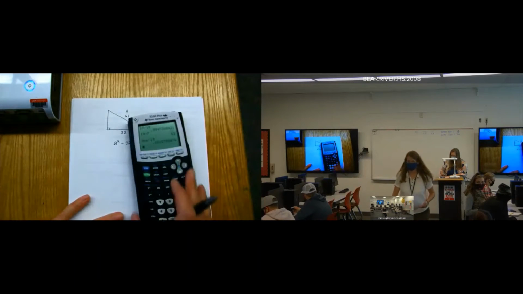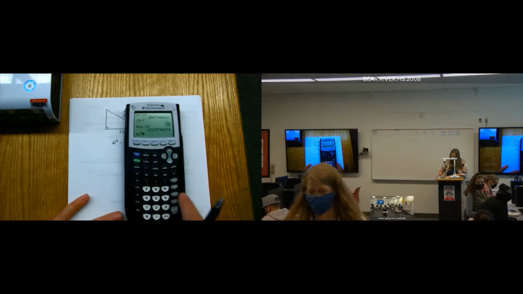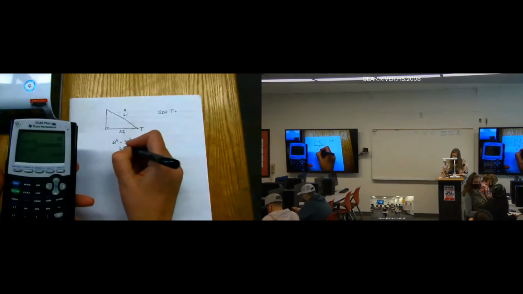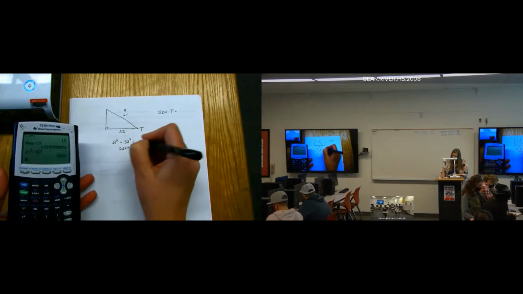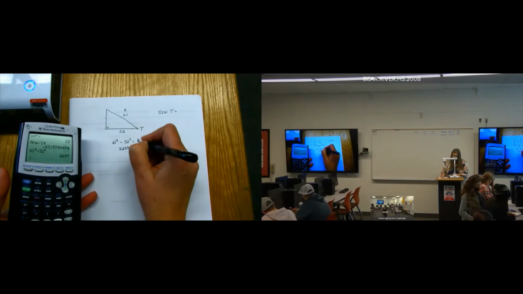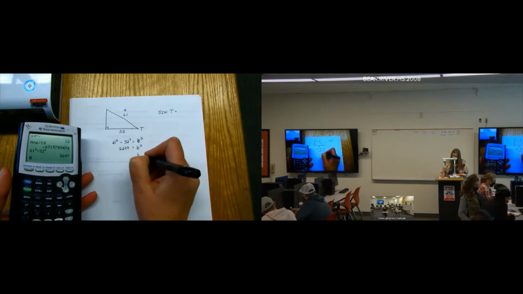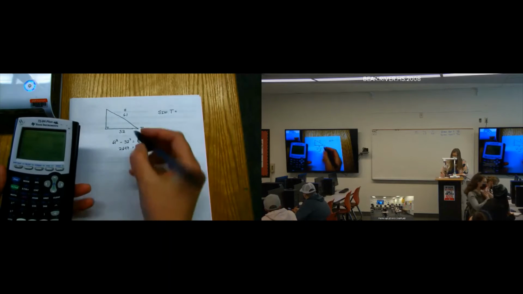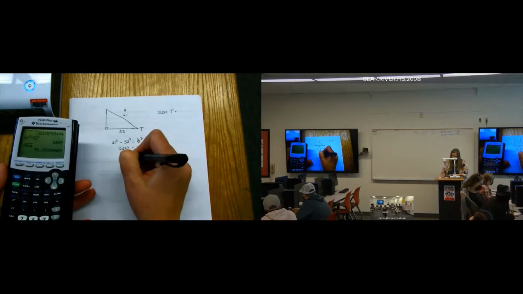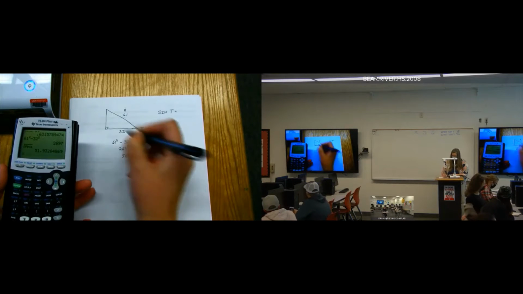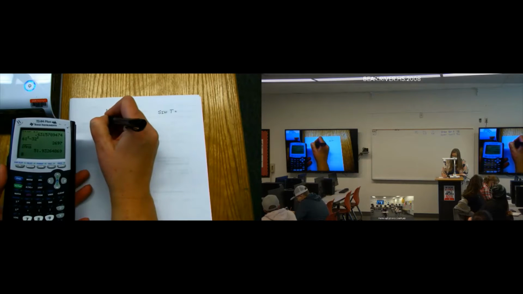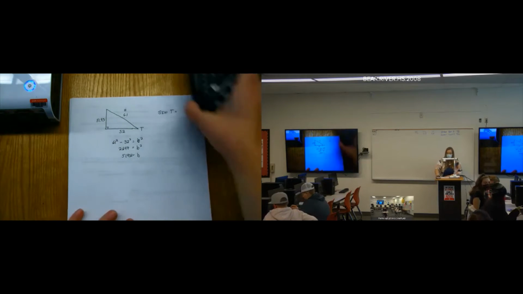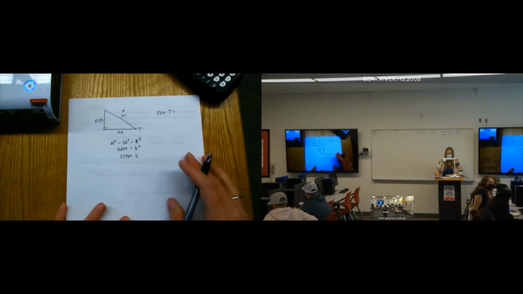Okay, so we have 61 squared minus 32 squared, and I got 2697 is equal to b squared, right? So b is equal to the square root of that, which is 51.93. Okay, now that was the easy part, right? No, the easy part is the next.